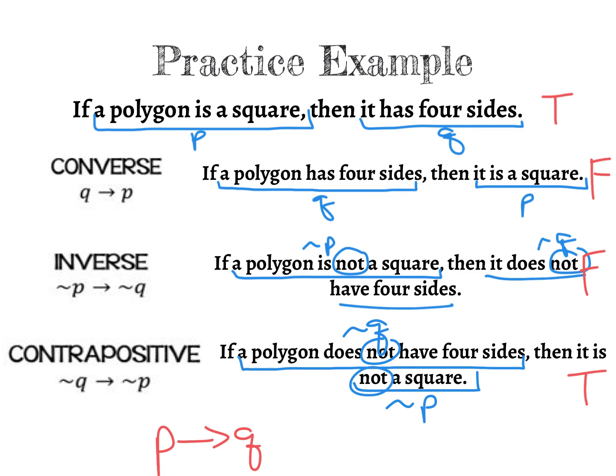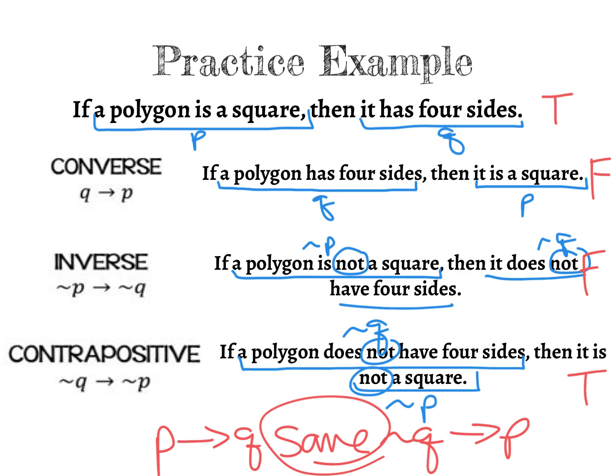And then again, remember, the original statement and the contrapositive will always be the same. If the original is true, the contrapositive is true. The other ones in the middle, converse and inverse, sometimes they're all true. Sometimes it varies. It depends on the example.